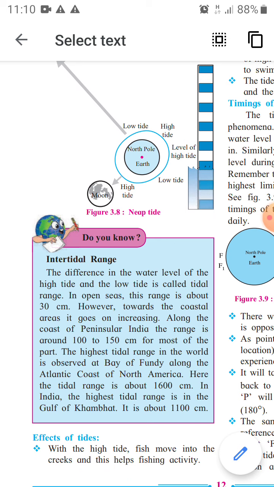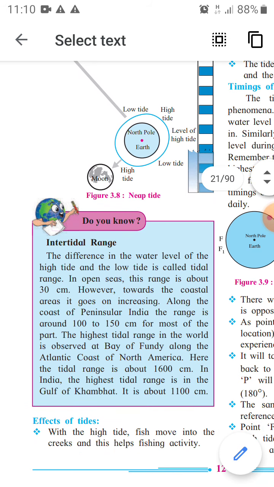Do you know? See, tidal range. The difference in the water level of the high tide and the low tide is called the tidal range. In open seas, this range is about 30 centimeters. However, towards the coastal areas, it goes on increasing. Along the coast of peninsular India, the range is around 100 to 150 centimeters for most of the part.